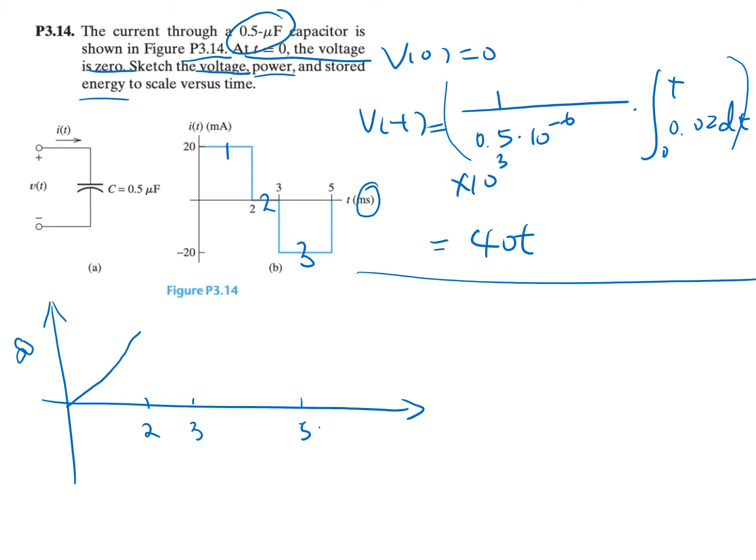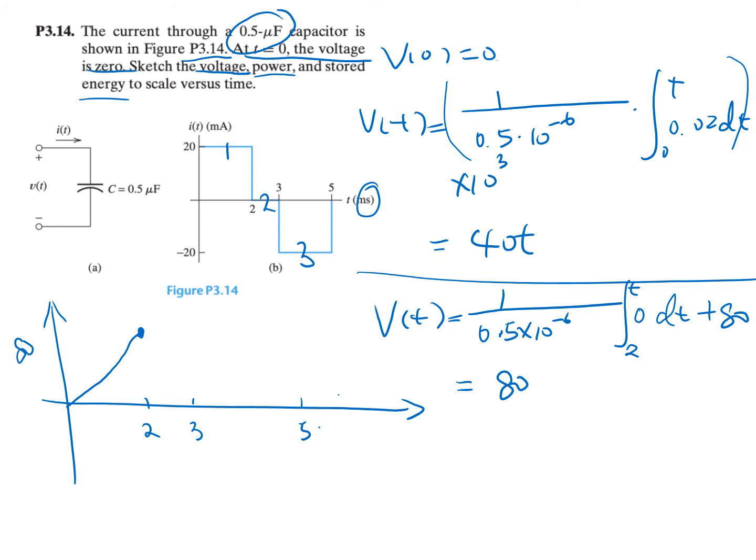This is 80. For the second stage, V(t) is 1 over 0.5 times 10 to the negative 6. It starts from 2, but the current is originally 0, so 0 dt plus the value at the start point. It starts at t equal to 2, so here it is 80. And the value is 80. So from t equal to 2 to 3, the voltage is a constant 80 volts.